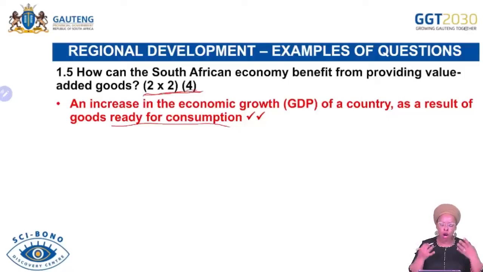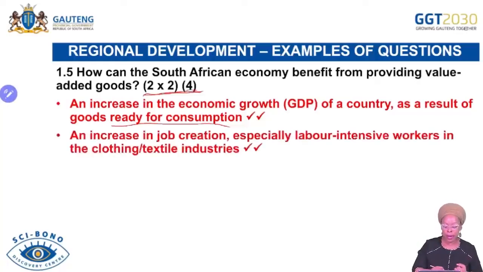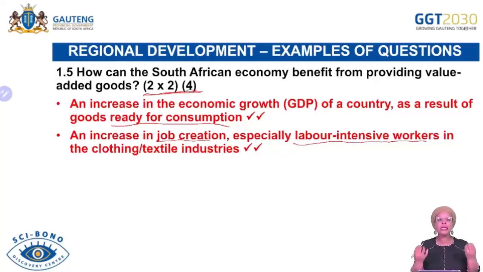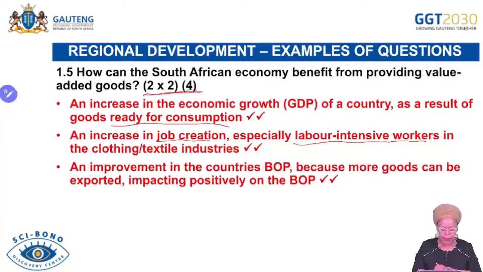So if more of them are produced, more of them are bought, more of them are sold, the economic growth will improve. And if economic growth improves, this will lead to what? Job creation. Because of the greater demand of the goods, more workers will be needed, and it will lead to job creation, especially in the labor-intensive industries, where labor-intensive workers are employed. And there is an example here in the clothing or textile industries.